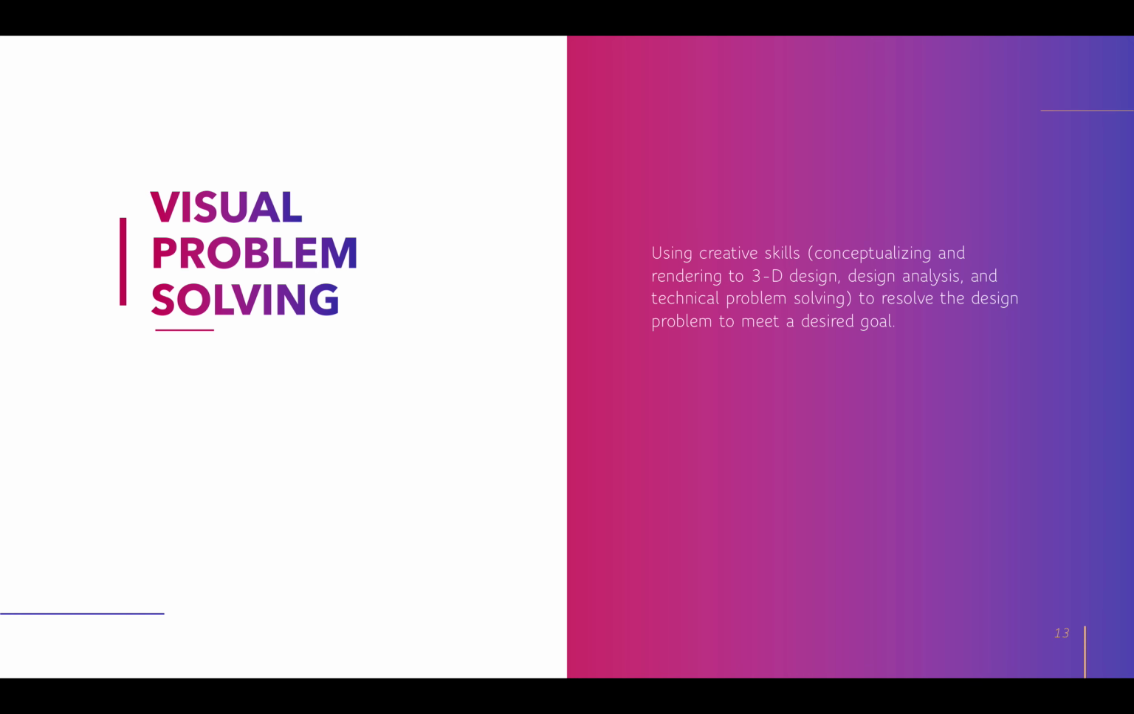So, thinking about again, we're visual problem solving. We're using creative skills that we have, conceptualizing, ideation, rendering a 2D flat thing to a three-dimensional design, analysis, and technical problem solving. So, all of that goes into this visual problem solving to resolve the design problem to meet a desired goal. And that desired goal is fulfilling that creative brief and making sure that the package design functions as best as it can for the brief and for the consumer that we're trying to reach.